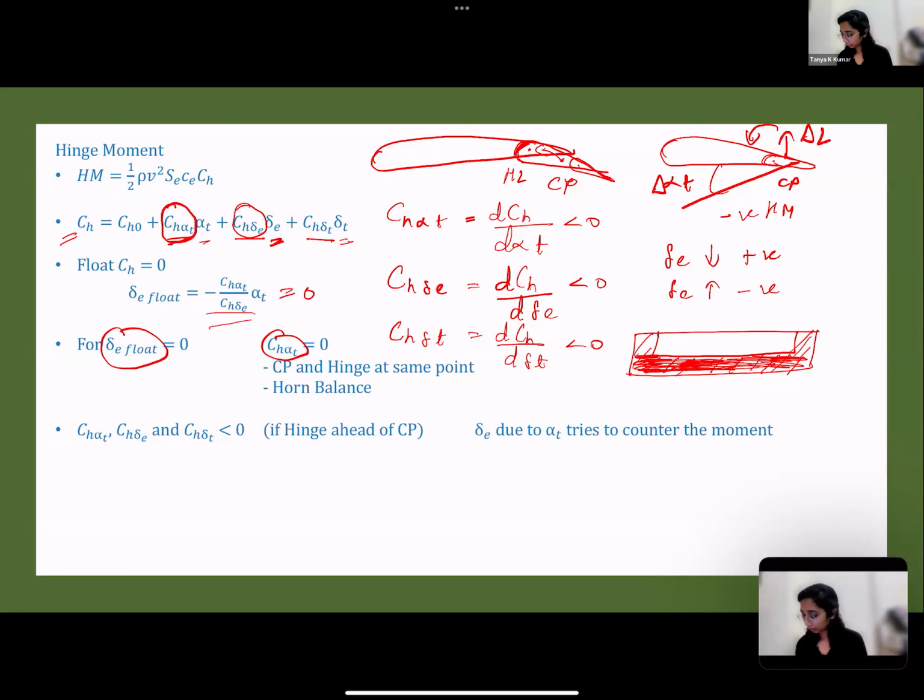So this is something that you need to note. Delta E required, this equation that we saw, this delta E trim, delta E required, is only governed by the stick fixed static margin.